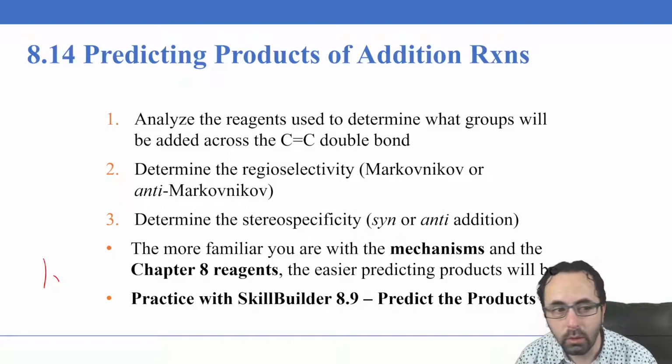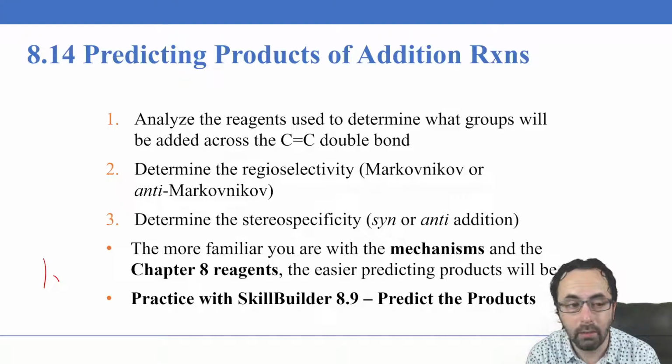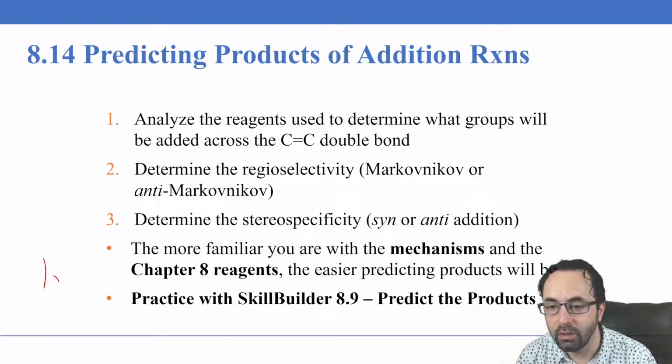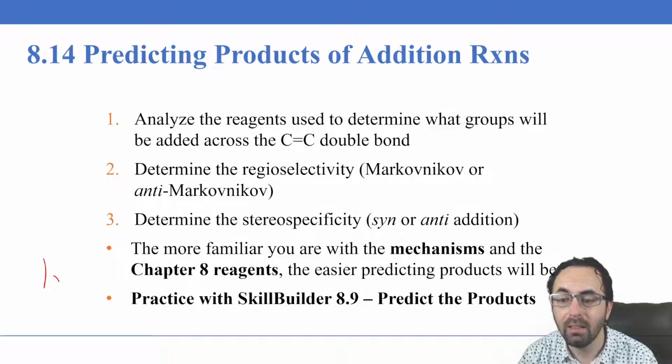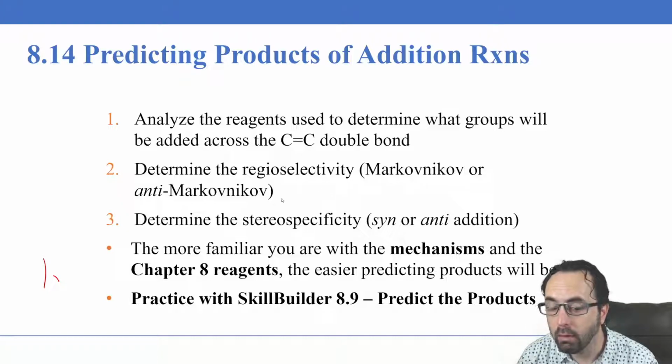So number one, when you're trying to predict the products of an addition reaction, you should analyze which reagents are being used. This will tell you what kind of addition reaction is happening. We've covered quite a few of them: hydrohalogenation, hydration, hydrogenation, halogenation, and so forth. And we had various kinds of hydrations that, depending on the reagents, can affect the regioselectivity and the stereoselectivity of the reaction. So we want to think about the regioselectivity, Markovnikov or anti-Markovnikov.